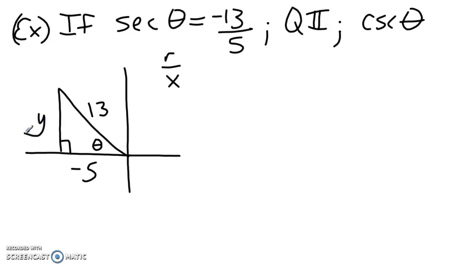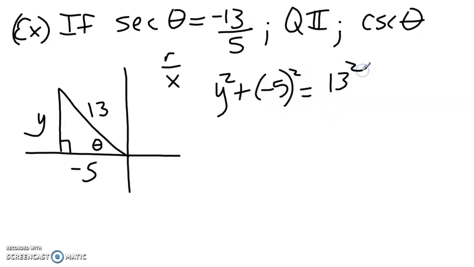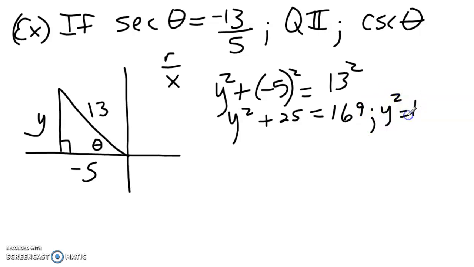So we don't know what y is. We need to find y so that we can plug it in to find the cosecant. So again, I'm going to use Pythagorean's theorem. And I think you get 12. Is that right? So y is 12, which is okay, because you're going up. So it's going to stay positive 12.